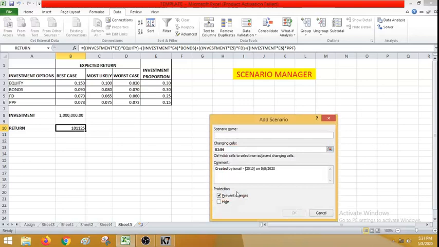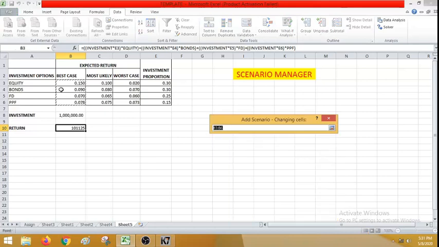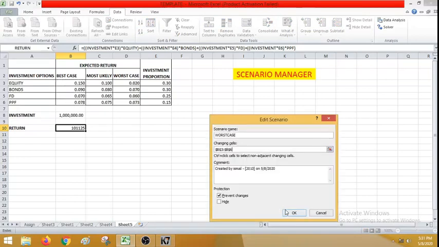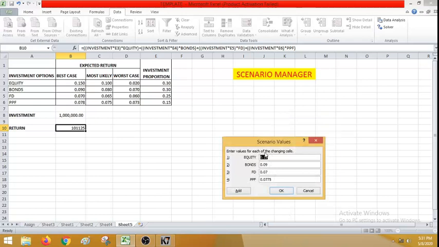Add it. So the third scenario is called worst case. Again for worst case I am going to use the same cells, that is B3 to B6. Okay, I have taken. What is going to be the equity return? The equity is going to be only 2%, right? Only 2%. Here it is going to be 7%.